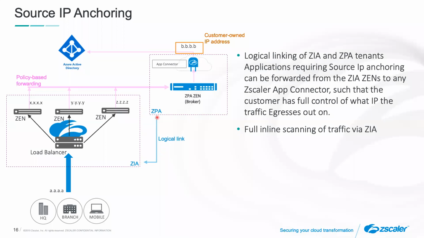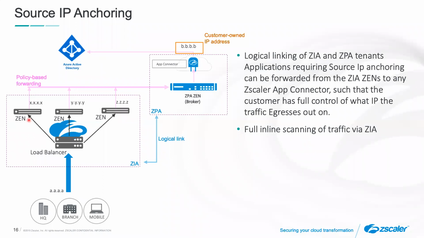And based on this, what you are able to achieve is that when the traffic reaches one of your ZIA Zens, instead of forwarding the traffic directly to Azure Active Directory, and this is policy based, so you won't do this for all traffic. You would do this for sensitive traffic, like traffic that is destined to Azure Active Directory. You would create a policy that says traffic to this destination needs to be source IP anchored.